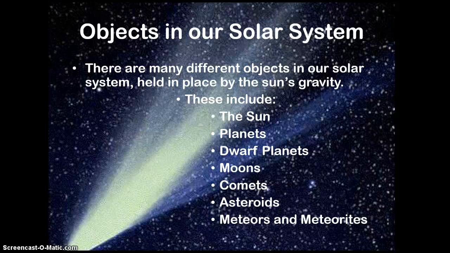Objects in our solar system. So there's lots of different things in our solar system, and all of them are held in place or in orbit by the gravity of the Sun.